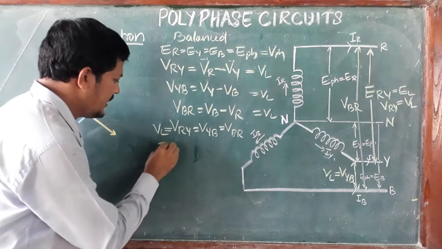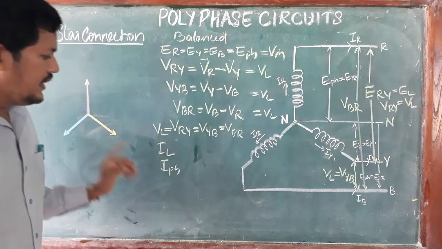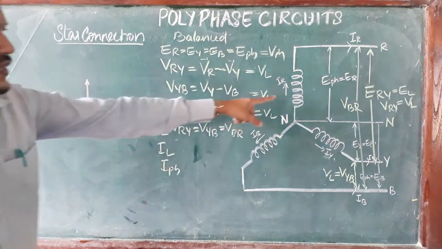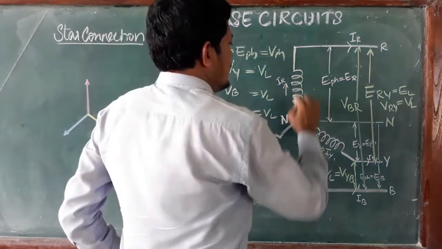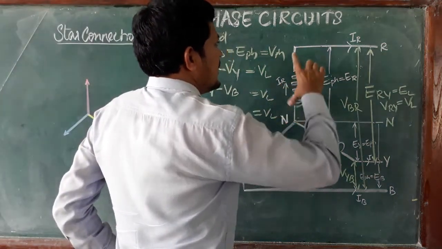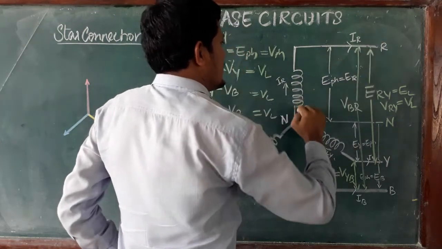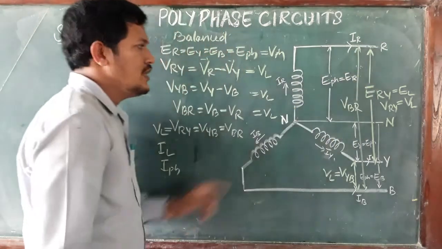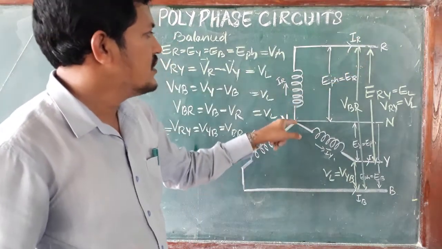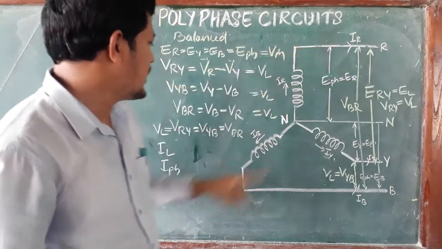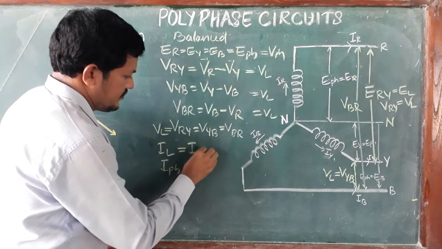Current is also of two kinds, line current and phase current. Any current flowing through the coil is called the phase current. In this phase, the current IR flows, and the same current appears in the line also. Whatever current flows through the coil terminal, the same appears at the line. So phase and line have the same current. Here line current equals phase current.